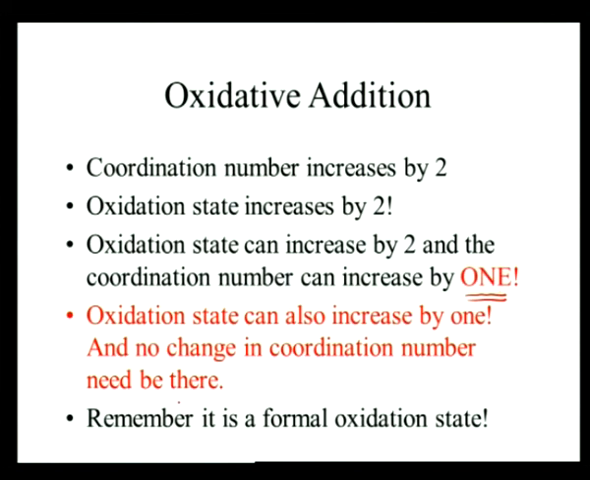Invariably, you have a coordination number increase, and that can also change by 1 or it can change by 2. Remember, it is a formal oxidation state change, and it is not a real change in the charge on the metal. So, with this we conclude the first part of oxidative addition reactions. We will take up oxidative additions in a future lecture as well.